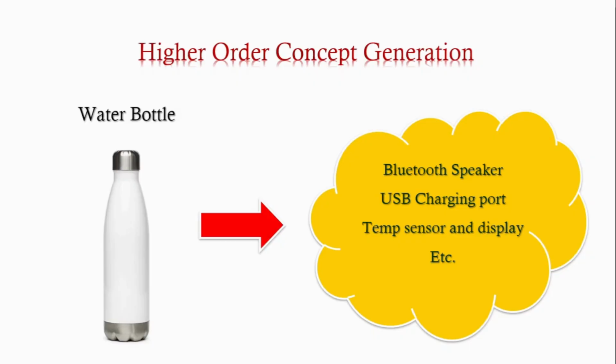I want to enhance this water bottle, so I can add a Bluetooth speaker in this water bottle. I can add a USB charging port. I can add temperature sensors and a display. I can add a solar panel also. So it is up to the designer what additional features you want to add here. In this way you can create a higher order concept generation. There are many more examples you can take to differentiate between first order concept generation and higher order concept generation. I hope you understood the topic well.